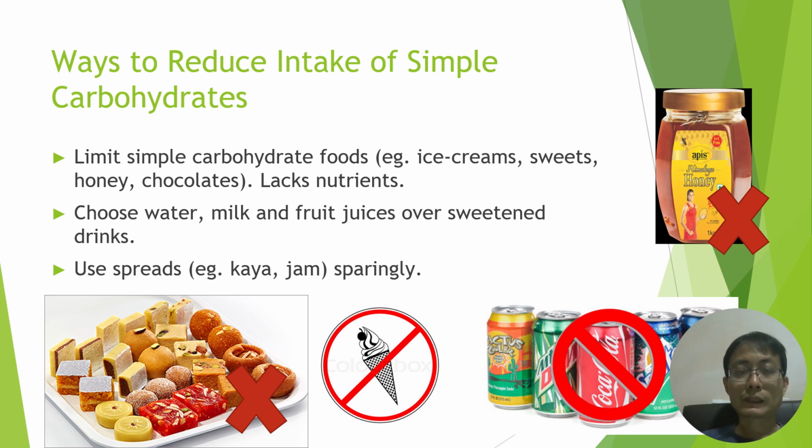Okay, so some of the ways to reduce sugar intake can be to limit your simple sugar carbohydrate foods such as your ice cream and sweets. All these are empty calories because they lack nutrients. And choose water, milk, and fruit juice over sweetened drinks. Use spreads sparingly, because spreads like kaya and jams contain a lot of sugar.